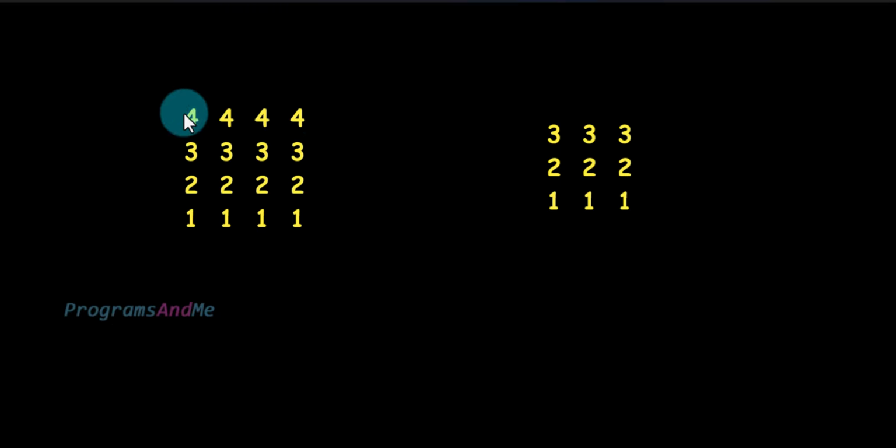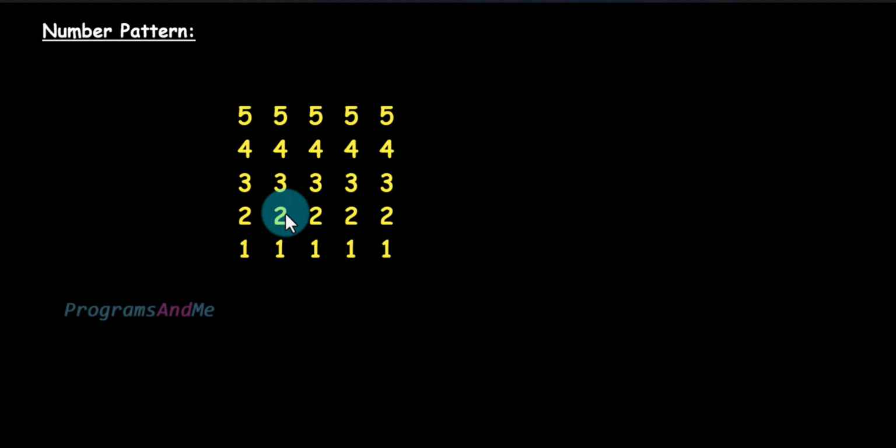If the number of rows is 4, then we want to print 4 first in the first row, next 3, next 2, next 1. If the number of rows is 3, then we want to print 3, 2, 1 like this. So how to print these numbers? Here 5 is nothing but the number of rows or number of columns. So we can print this easily.